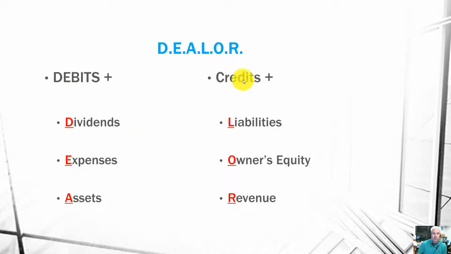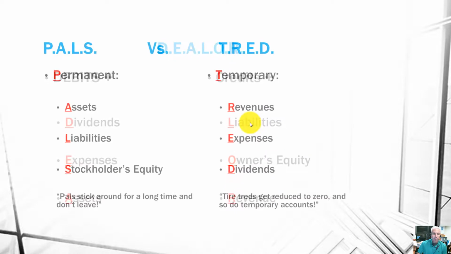On the other side of the equation are our credits: our liabilities, our owner's equity, and our revenue accounts. We increase those accounts with credits, and if we want to decrease any of the liabilities, owner's equities, stockholders' equities, or revenues, we have to debit them. Again, DEALER helps us know our debits from our credits.